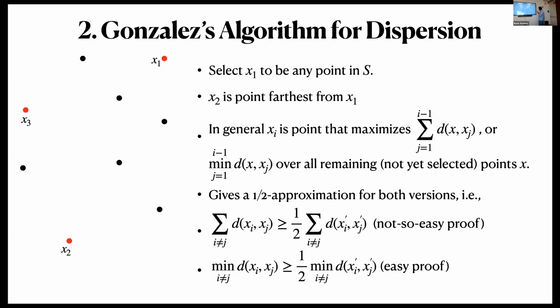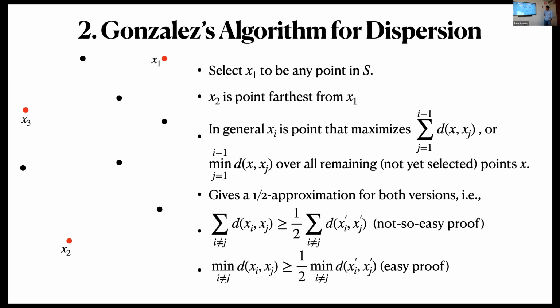But what do I mean by farthest from the first two? Remember there's 2 versions, the sum version and the min version. For the sum version, if you've already found, let's say, i minus 1 points, then you find the point that maximizes the sum of the distances to the previously found points. And if you're trying to attack the min version, then your definition of farthest is the one that maximizes the minimum distance to any of the previously found points. So with a different definition of farthest for each of the 2 versions, you run this farthest point insertion algorithm, and it gives you a half approximation.